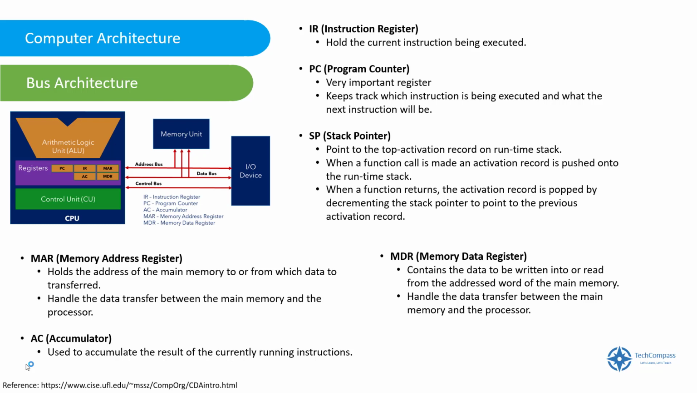MAR, memory address register, holds the address of main memory to or from which data is to be transferred. It handles the data transfer between the main memory and the processor. MDR, memory data register, contains the data to be written into or read from the addressed word of the main memory. It handles the data transfer between the main memory and the processor. Finally, the AC means accumulator. It accumulates the results of instructions currently being executed by the processor.